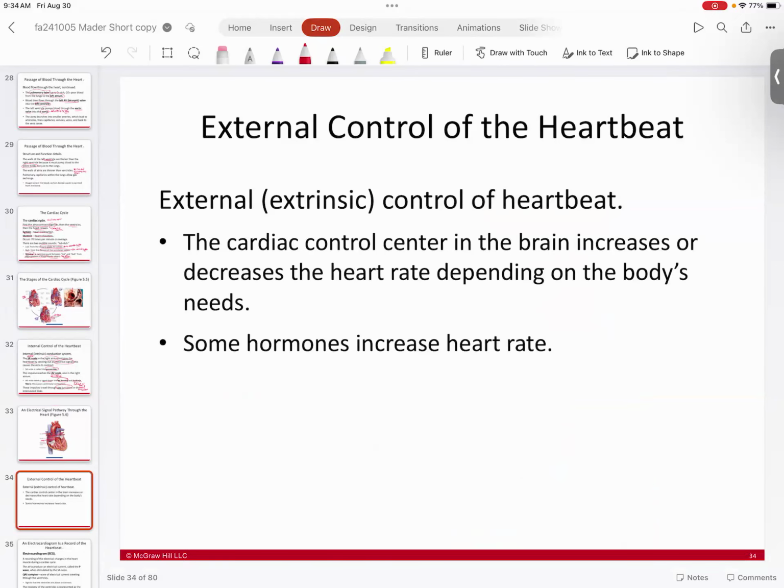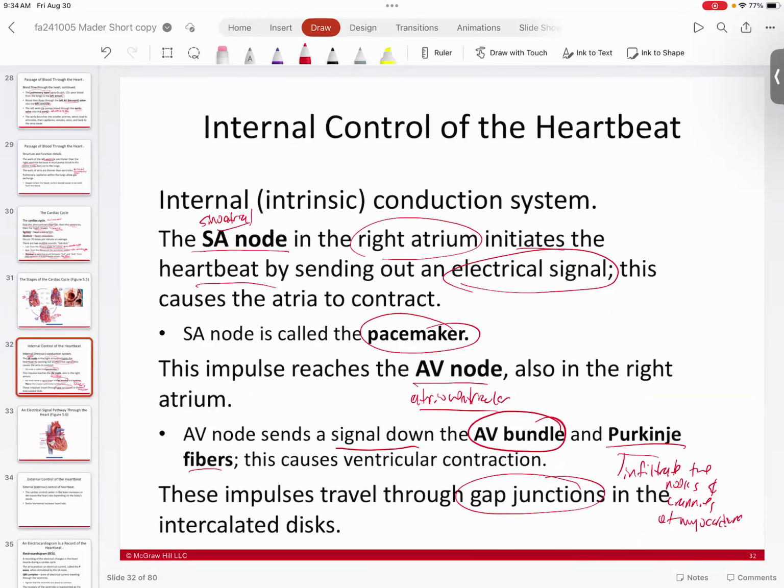Now, that's your intrinsic control, your internal control. Now, what about external? Well, first of all, the reason why internal or intrinsic is important is because the signal that the SA node sends is spontaneous.